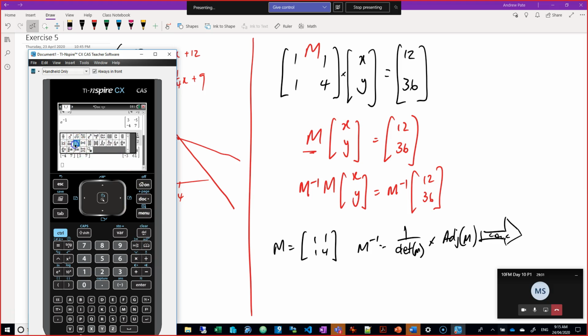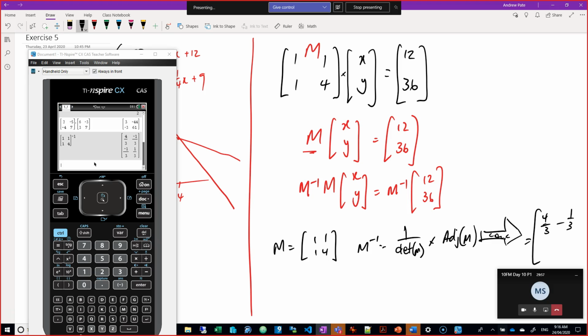So I've got a matrix which is 1, 1, 1, and 4. And I want to find the inverse of it, so M hat, -1. Okay, and that's a horrible matrix. I'm glad I didn't work that out by hand. It's 4 thirds, -1 third, -1 third, and 1 third. But that is the inverse of M.